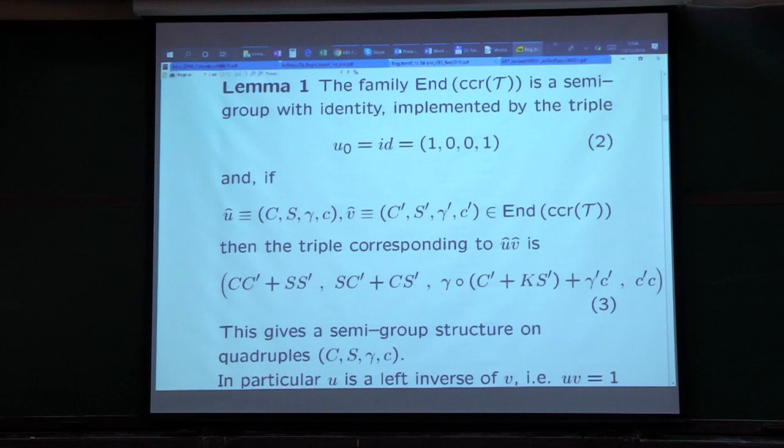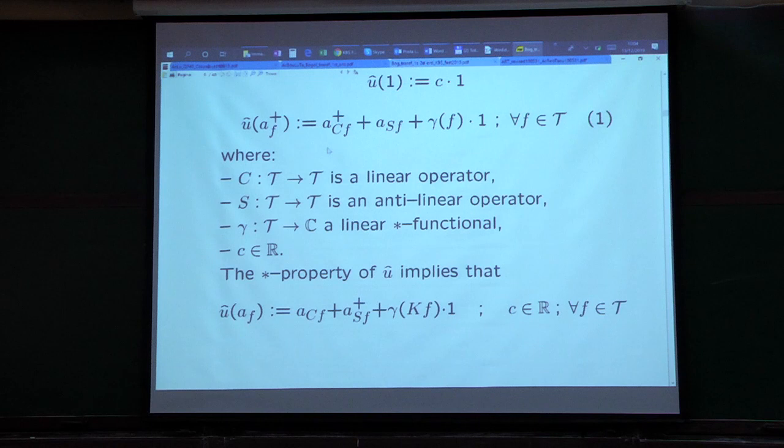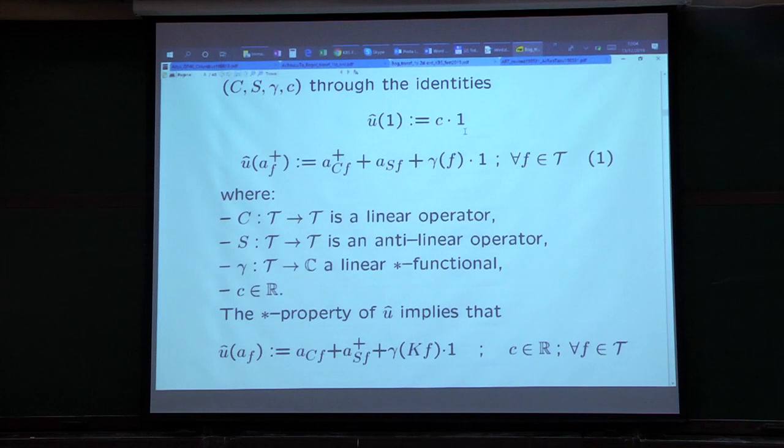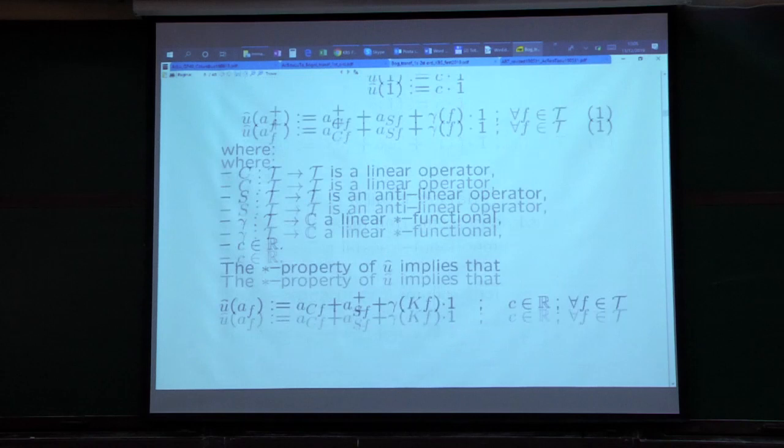So we have seen that every homomorphism is determined by a quadruple, because the central element is a requirement in our definition of homomorphism. It follows from the fact that we assume that the central element is one up to multiples. So there is one constant that enters in the central element, one linear operator that enters in the creator test function, one antilinear operator that enters into the annihilator test function, and one linear functional that enters into the multiple of the identity. So we have a quadruple.